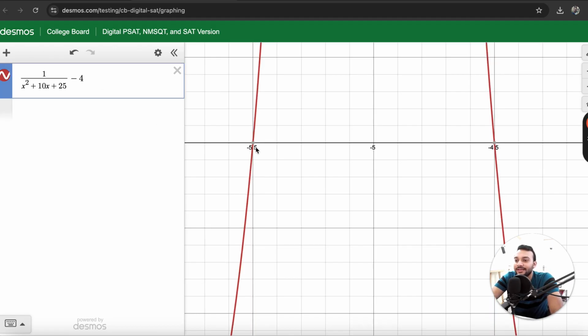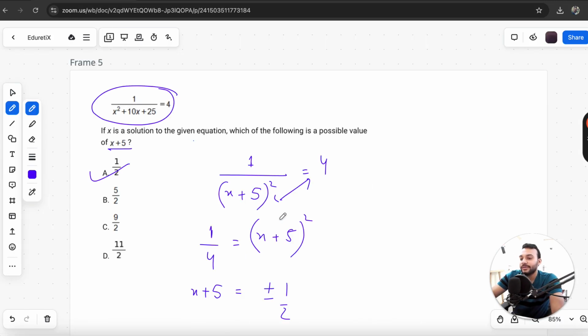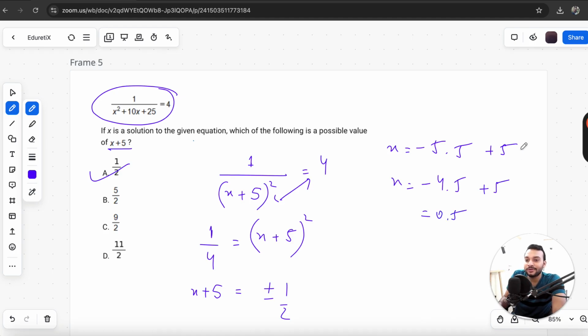Now you can see the points, negative 5.5, 0, negative 4.5, 0. These are the values of x. Okay, so x is equal to negative 5.5, x is equal to negative 4.5. You add a plus 5 to both, you get a 0.5 and a minus 0.5. So 0.5 is the correct one from the options. Okay, so you see, we can use Desmos to solve a variety of difficult questions.